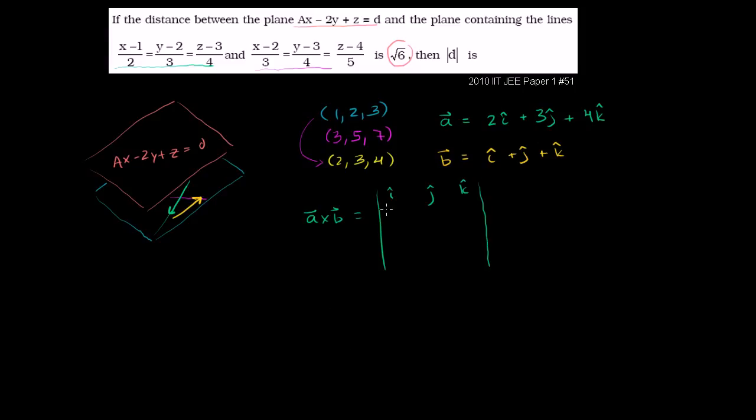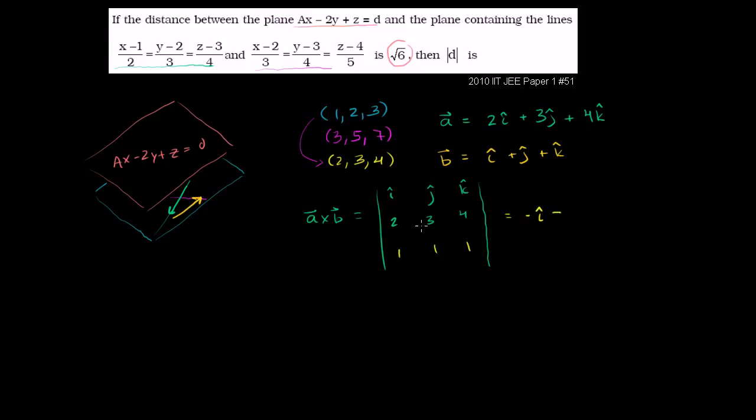And we write our first vector. We have 2, 3, 4. And then we have our second vector, which is just 1, 1, 1. And then this is going to be equal to, first we'll look at the i component. So cross that row, that column out. 3 times 1 minus 1 times 4. So that's just 3 minus 4. So it's negative i.